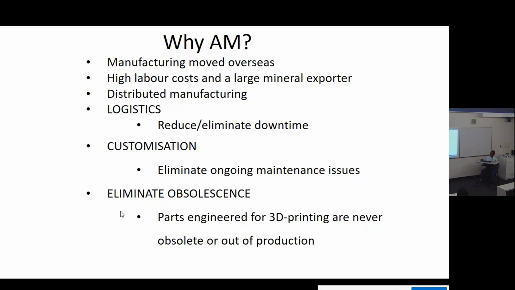So again, customization is one of the other things. As I said to you, if you want to make a small change, it is easily done by changing the dimensions in the CAD file. And if a part goes out of manufacture and is no longer available, and you want to have the same part, you can easily make it, and that way you can eliminate any of the ongoing issues of maintenance and also obsolescence. I suppose the parts engineered for 3D printing will probably never go out of production.